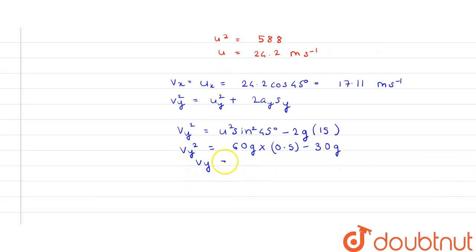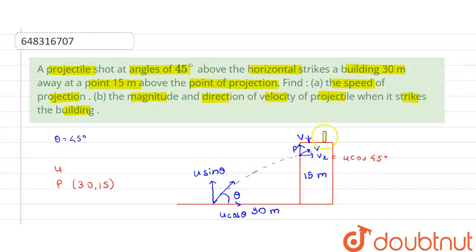This implies Vy equal to 0. Now at point P, the projectile is at its highest point and hence it is moving horizontally.